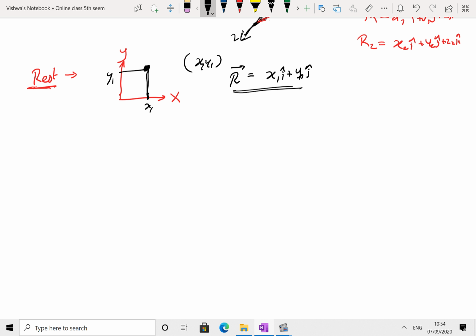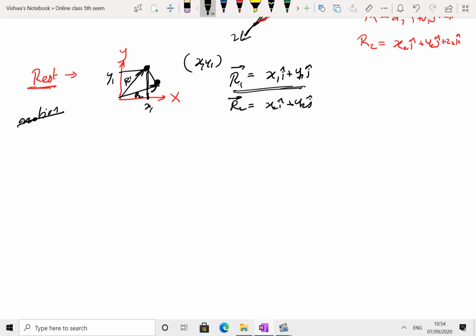If it changes from here to here, this is the position vector r1, and this is the position vector r2. Then r2 is x2 i cap plus y2 j cap. If the position vector changes, that means the coordinates also change, and we call it the object is in motion. Then distance is the shortest distance between two points.